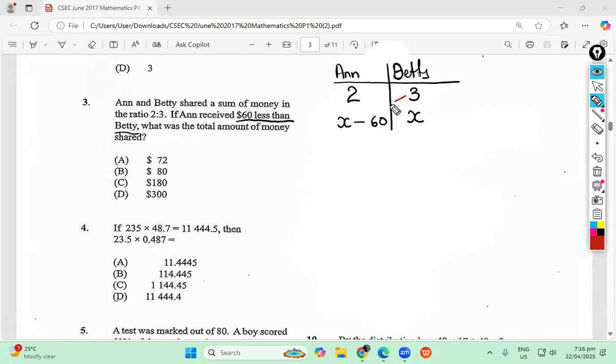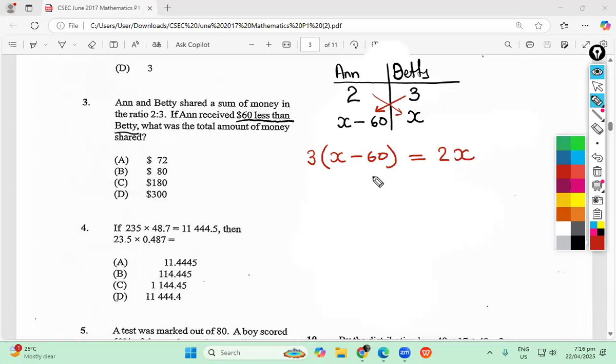So let's do that. We're going to multiply this diagonal first. 3, we're multiplying the whole X minus 60, so I'll put it in brackets, by 3. Is equal to how much? 2 multiplied by X, which is 2X. Let's multiply out the brackets and solve for X.